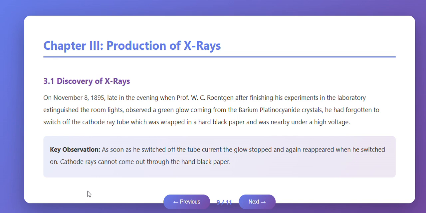As he moved around in the dark lab, he noticed something strange: a faint green glow coming from some crystals of barium platinocyanide sitting on a bench nearby. Roentgen was a careful scientist. He thought, "That's odd." He switched off the tube. The glow stopped. He switched it back on. The glow returned. He realized the tube must be producing some kind of unknown radiation that could pass through the paper and cause the crystals to glow. He called it X radiation, X for unknown, and the name stuck.